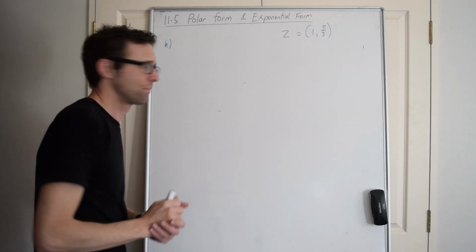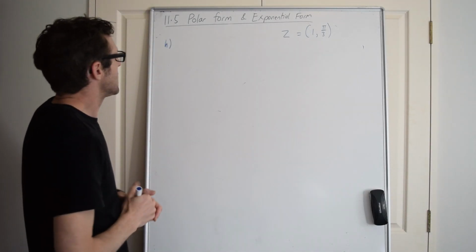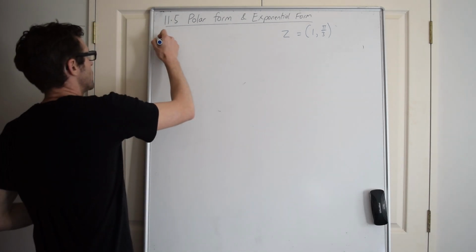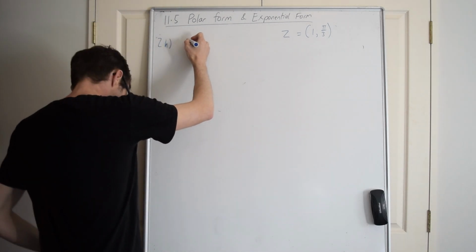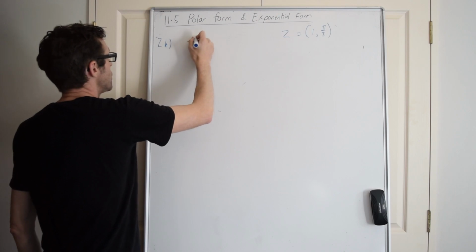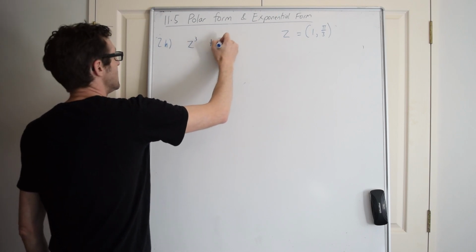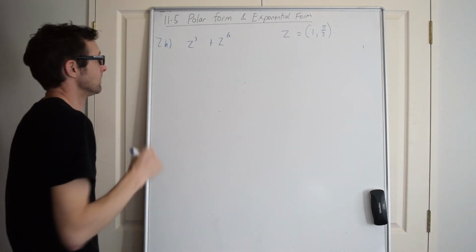Part 2 of the video. What we're doing here is carrying on with number 2, and we have to find the modulus and argument for z cubed plus z to the 6.